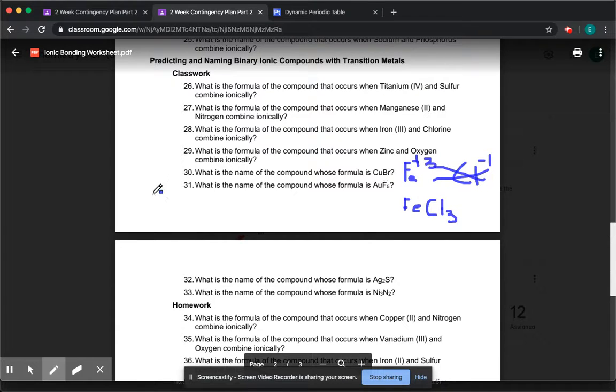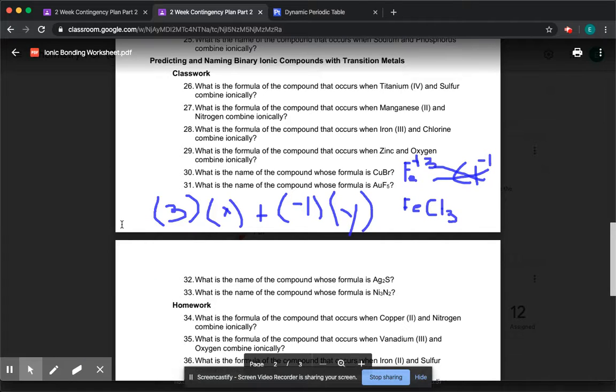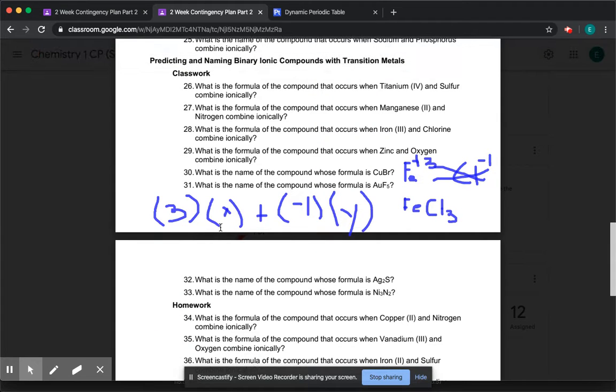If you do the addition method, right now you have 3 times X plus -1 times Y. The X is how many irons we have. The Y is how many chlorines we have. I'm just following the formula the way they have it set up in the slides. But you've already been doing this mentally, so this is not new.